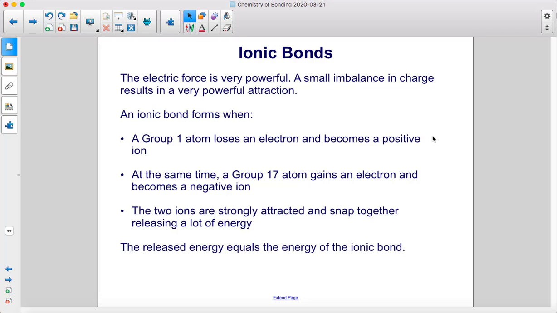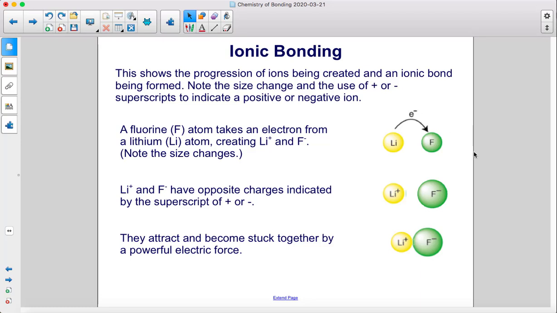The released energy equals the energy of the ionic bond. This shows the progression of ions being created and an ionic bond being formed. Note the size change and the use of plus or minus superscripts to indicate a positive or negative ion.